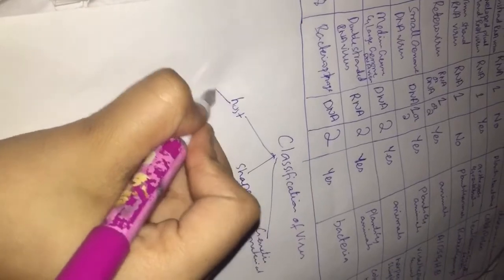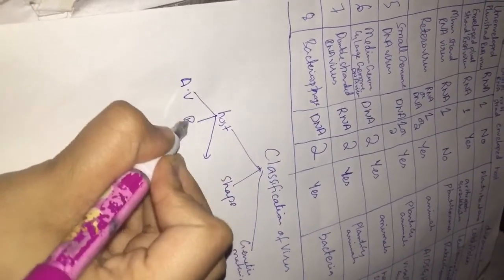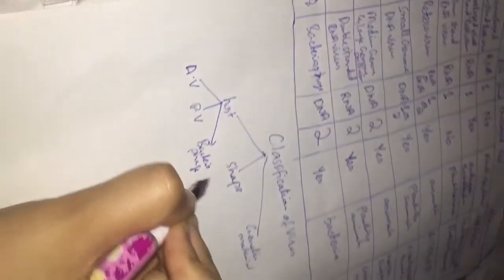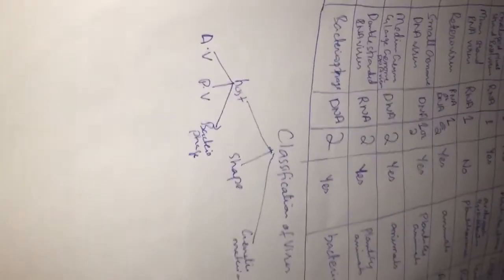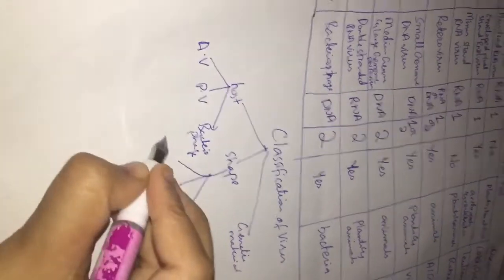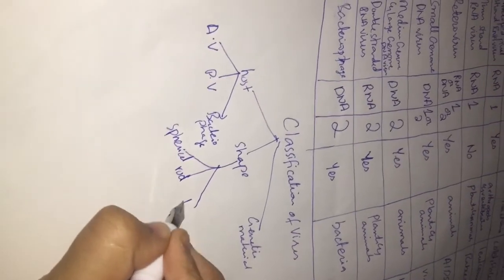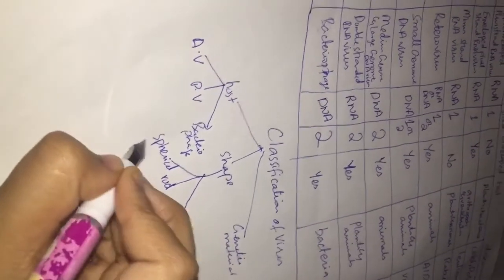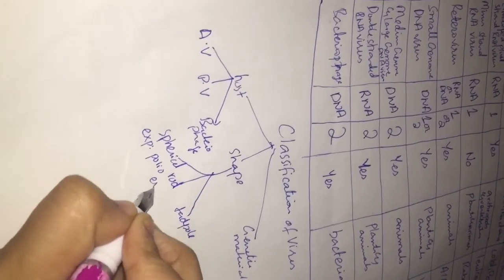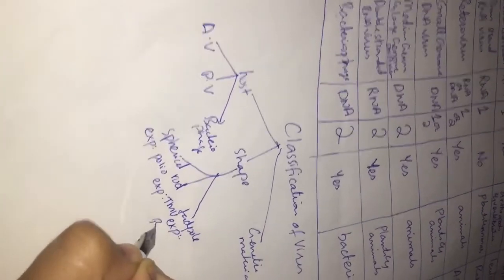Classification of viruses based on host categorizes viruses into three main categories: animal virus, plant virus, and bacteriophage. Animal viruses infect animals, plant viruses infect plants, and bacteriophages infect bacteria. Classification based on shape classifies viruses into three main categories: spherical shaped viruses, rod shaped viruses, and tadpole shaped viruses. Spherical shaped viruses example is polio. Rod shaped viruses example is TMV, and tadpole shaped viruses example is bacteriophage.